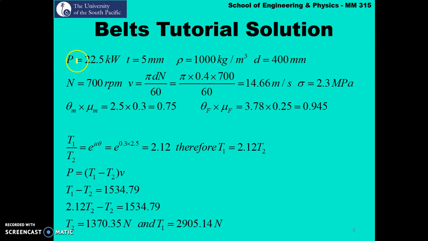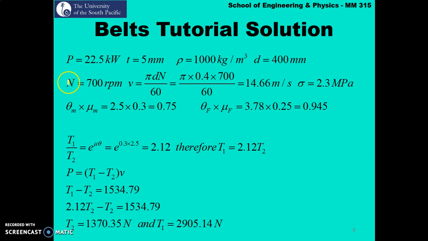So the power transmitted is 22.5, the thickness of the belt is given as 5 mm, and the density is 1000 kg per meter cube. The diameter that I have listed here is the diameter of the pulley that is mounted onto the motor, because the motor is actually providing the motion to the belt. So the pulley that is mounted onto the motor has a diameter of 400 mm.